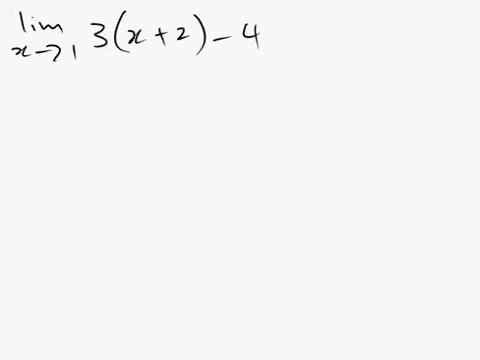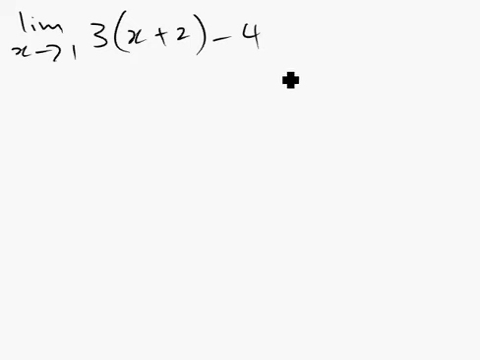Let's talk about some common mistakes of limits, shall we? What we have here is quite a straightforward question. Limit as x tends towards 1 of 3 times (x plus 2) minus 4. So find the limit of this. Now, as I'm writing this, I'm going to purposely put in a few mistakes, and let's see whether you can find them, okay?